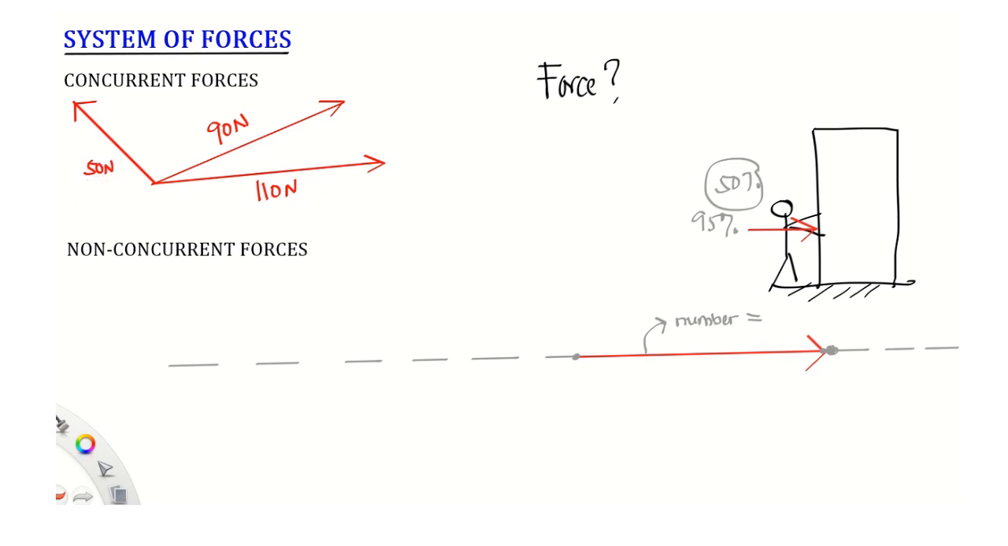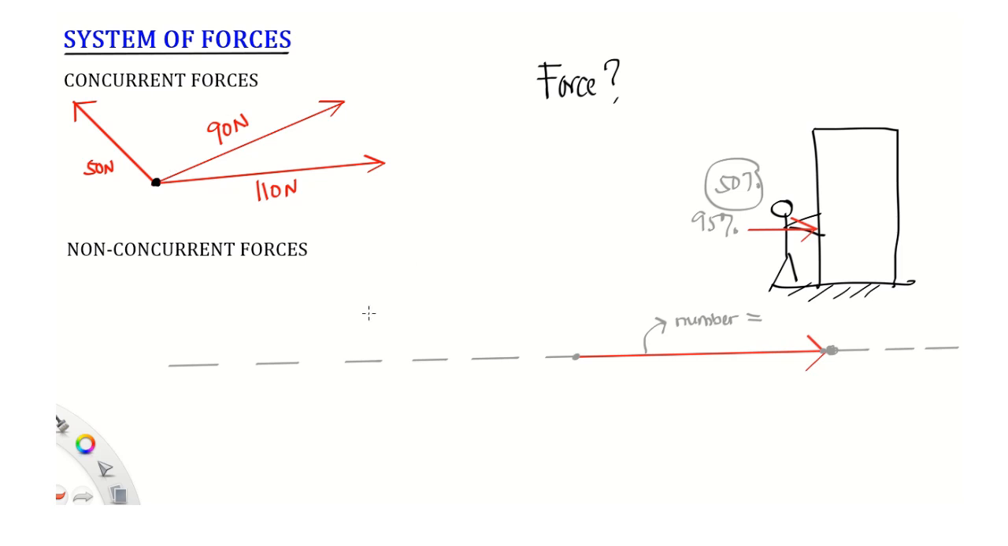Now, what can you see from this diagram? What is the common thing among the three forces? We have 90, 110, and 50 Newton forces. What is the common thing between them? The common thing is that they are all acting on the same point. They are passing through the same point. And because of this, in this force system, when we say force system, we are talking about two or three or more forces, the forces are passing through the same point. Okay, they have a common point.